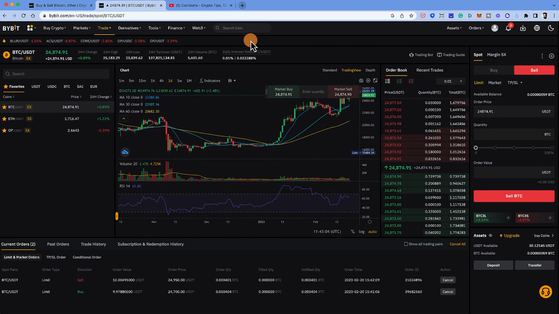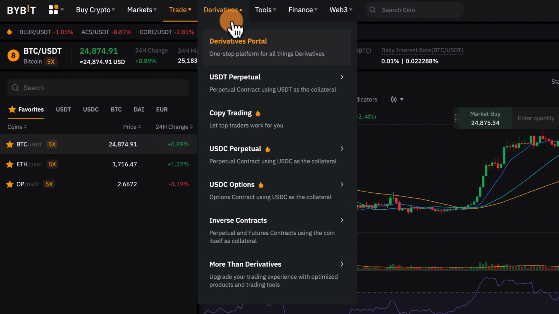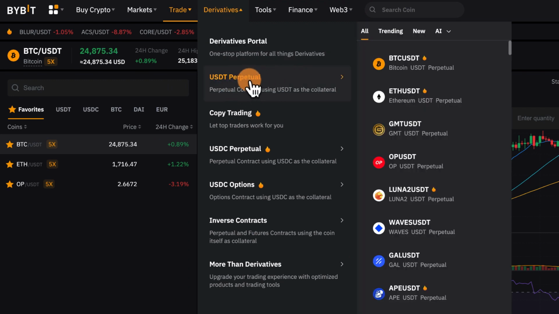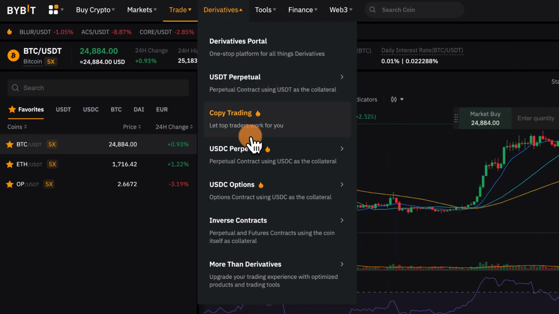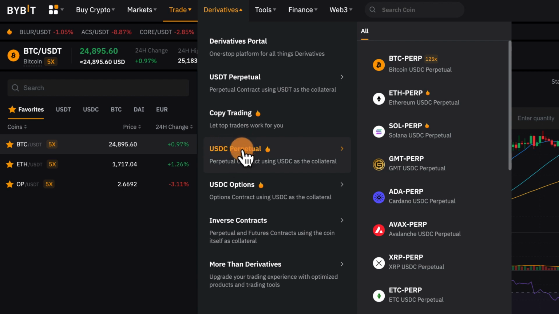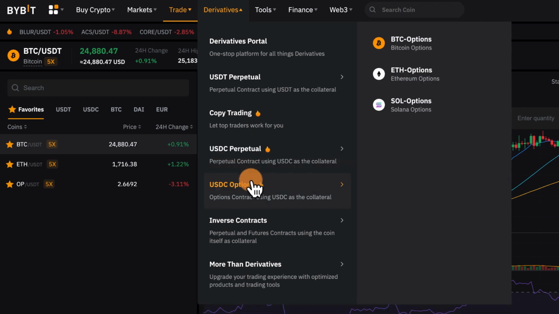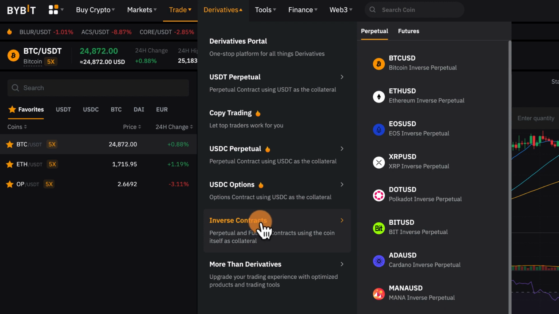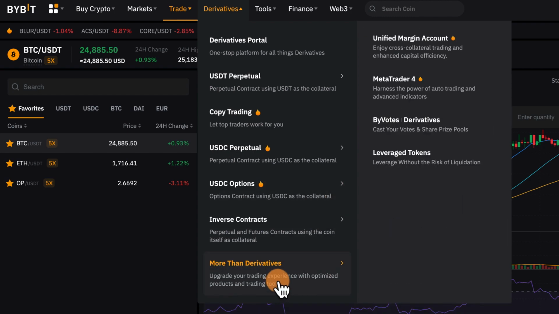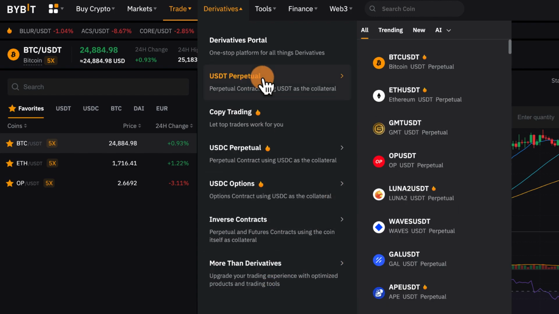Now if you want to do the derivative trading, you can click on derivative. You can click on USDT perpetual, since we have USDT. If you have USDC stablecoin, we'll click on USDC perpetual, right? They also have options trading. They also have inverse contract. What it means is that rather than earning profit in the dollar, you would be earning the profit in the cryptocurrency that you are trading in. And then there are a few other options, but let's stick to USDT perpetual for now.